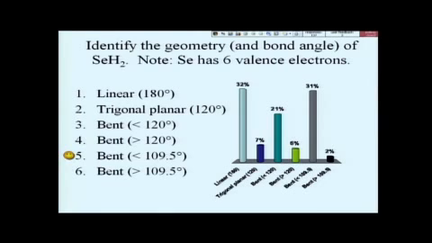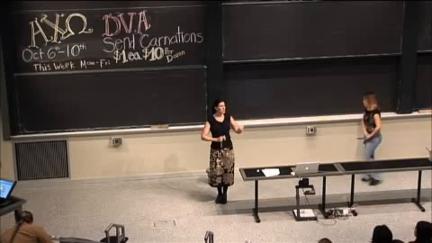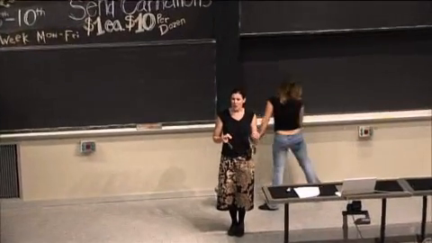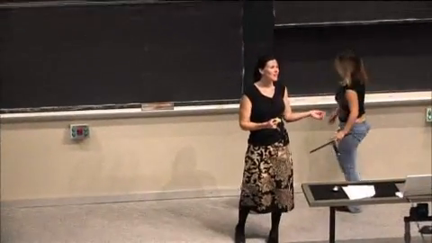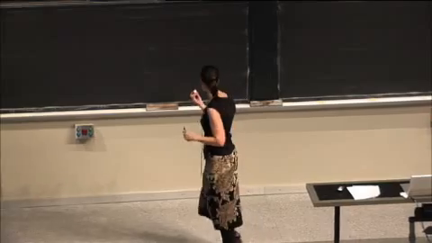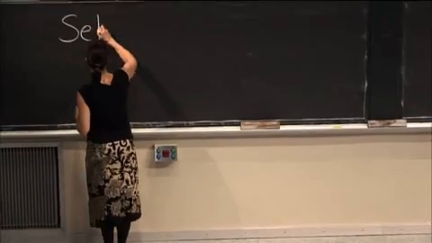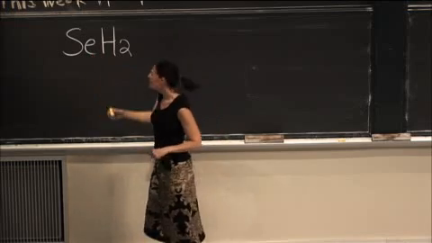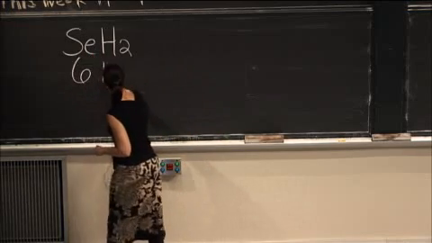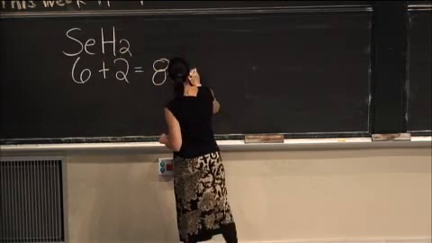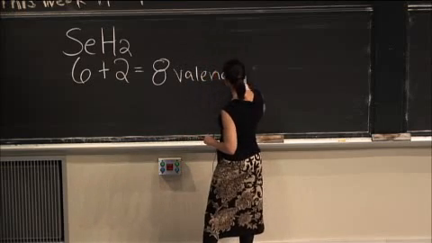In class on Monday, we did go over the geometries, and the geometries themselves are very straightforward once you know what the Lewis structure is. But remember, you can't just always look at a molecule and automatically know the Lewis structure. We actually need to think about those valence electrons. So here we're dealing with selenium hydride, so SeH2. I told you that there's 6 valence electrons in selenium, so we have 6 there, plus 1 for each of the hydrogens. So what we should have is 8 valence electrons in our Lewis structure.